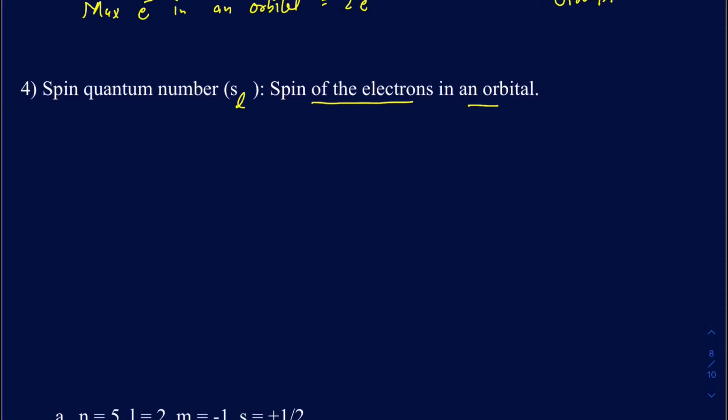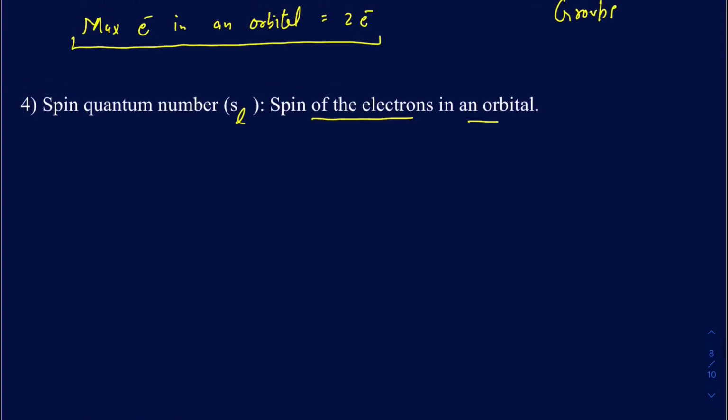Remember what we said, we can place a maximum of 2 electrons in a given orbital. So suppose I have this orbital right there. Since I'm placing 2 electrons in this particular orbital, I'm going to be placing them with opposite spins, which means if one electron points up, the other one points down.